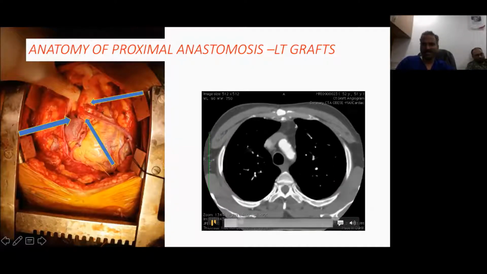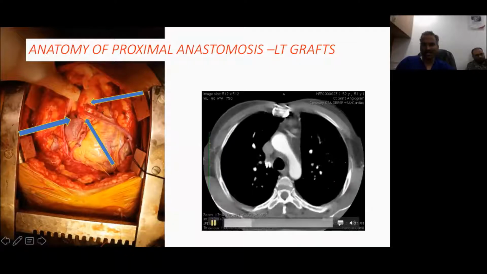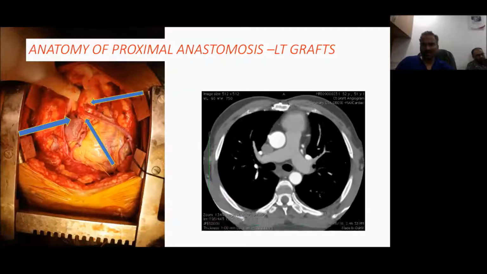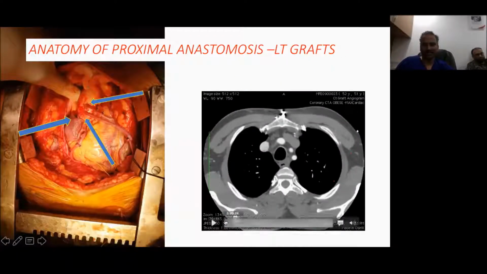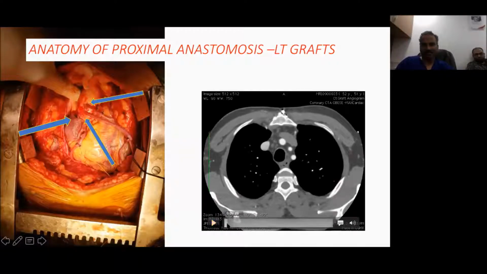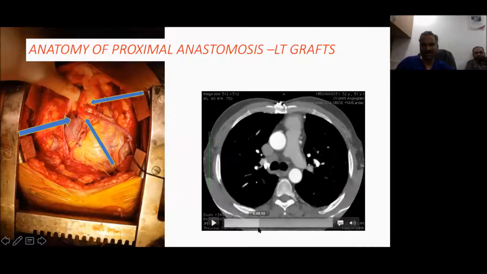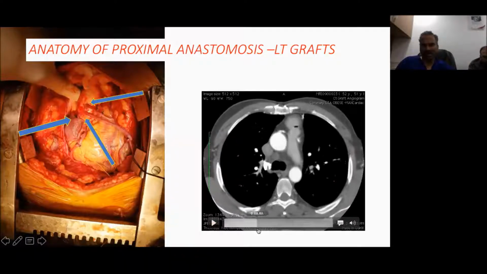You can see these are the 3 arch branches joining at the arch, and this is the ascending aorta. Can you see? Now I am coming from above downwards. This is the first graft.